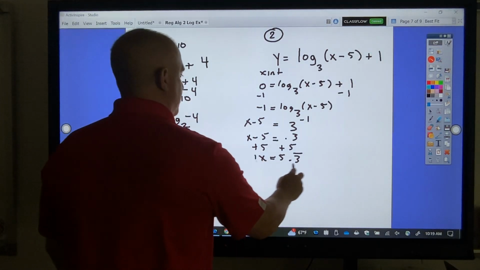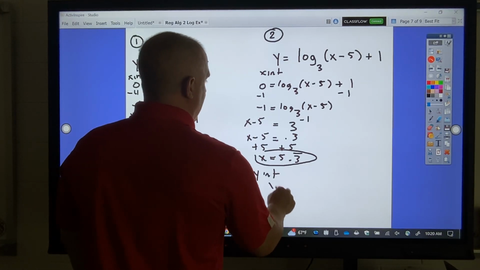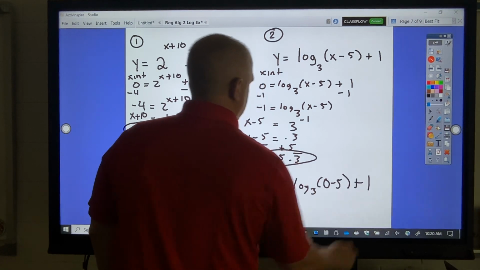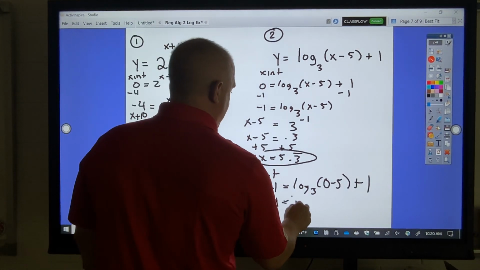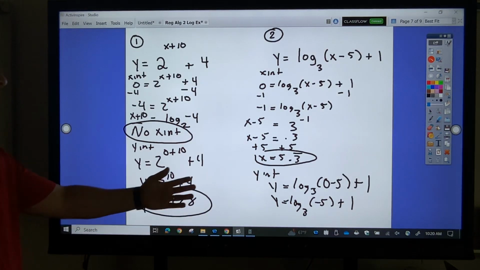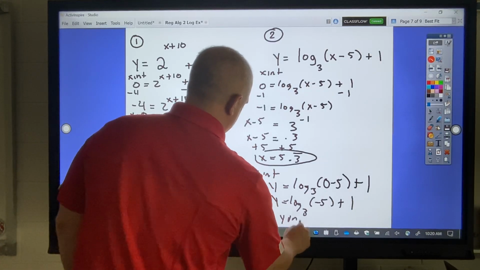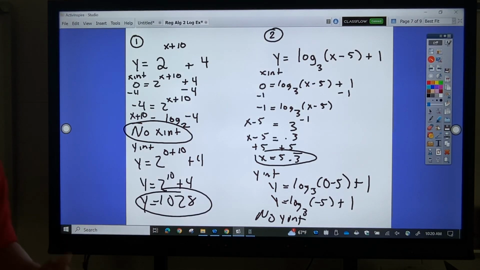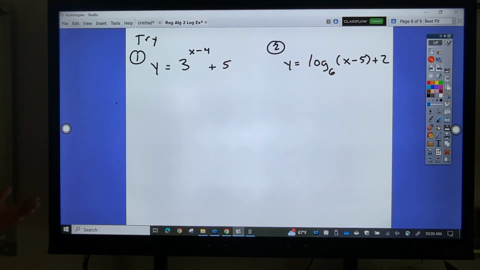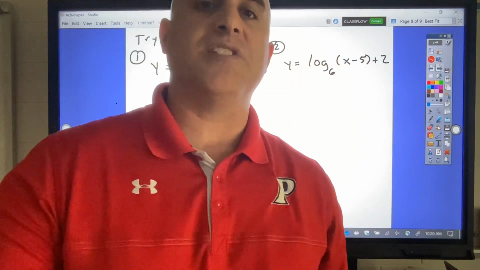That's the x-intercept. The y-intercept, I'm putting 0 in for x, and I want to show you what happens. 0 minus 5 is going to be negative 5. We just talked about this. Can I have a negative log? No. So in this case, I have no y-intercept. So that's how you figure that out with logs and exponentials. Go ahead and practice those. That concludes the end of the logs and exponentials unit.